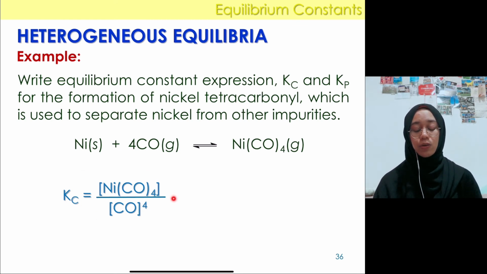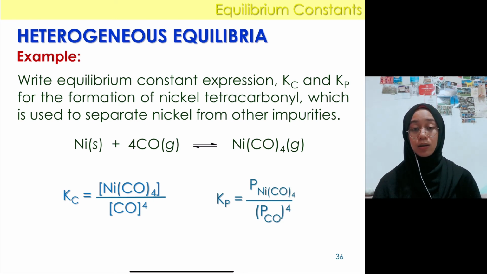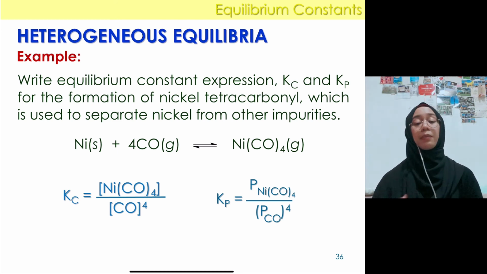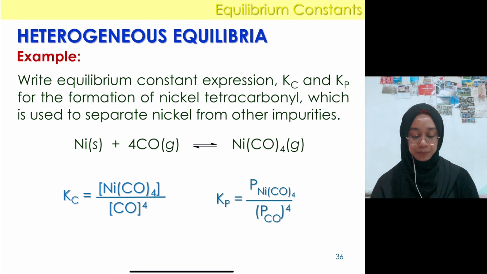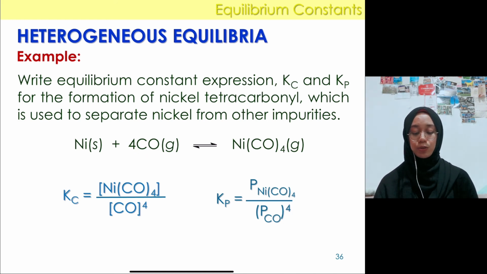Okay, so kita just ambil the product one which is in gas and also the carbon monoxide which is also in gas. So only itu sahaja yang kita masukkan dalam Kc expression. Okay, so in terms of Kp pula benda yang sama lah. We only take the gas phase species only. Therefore nickel because it's solid tak perlu letak. Jangan lupa kena kuasa 4 because kita ada 4 moles of CO dekat sini. Ini pun kuasa 4 juga. So kena make sure ada benda tu, jangan lupa.